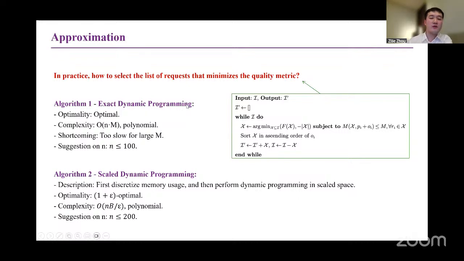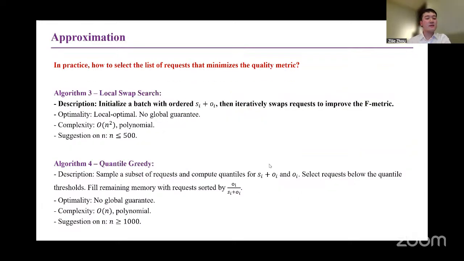And if we would like to approximate, there are three algorithms I'm suggesting, depending on the value of n, which is the number of requests. The first is the scaled dynamic programming, which is 1 plus epsilon optimal. But as I suggested, this is only for fewer than 200 requests. Based on our numerical computations, I think these two algorithms are actually more practical.